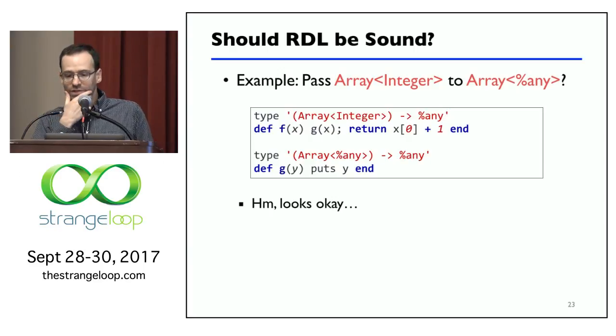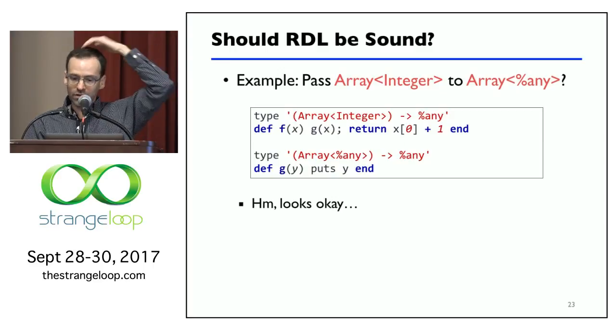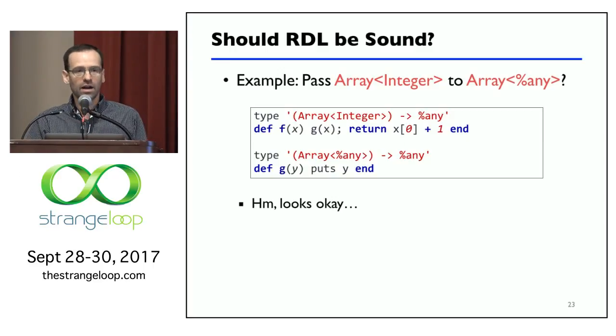So one example of this question comes up with generics, right? So here is a method f that takes an array of integers, and then it passes that array to g, and g takes an array of anything, and it prints out the array, and then it returns, and then inside of f, we return x sub 0 plus 1. All right, so it's just some nonsense code. So should we allow that? Well, it looks okay, and this kind of code would actually be allowed in Java, right?